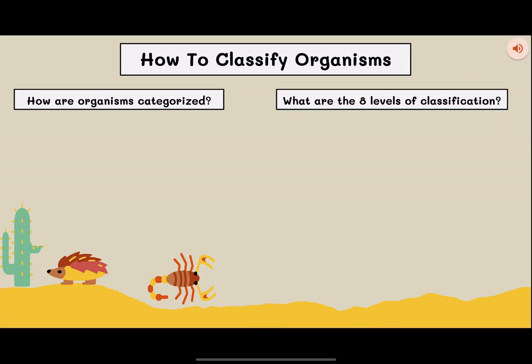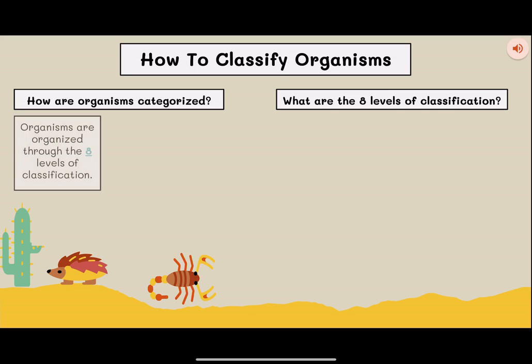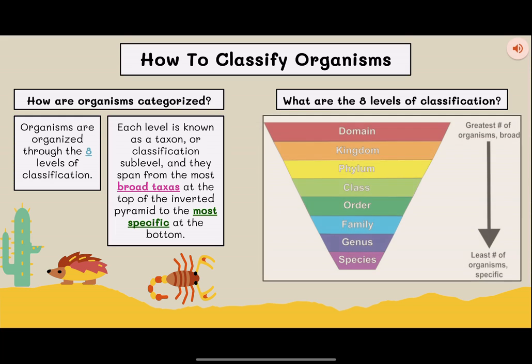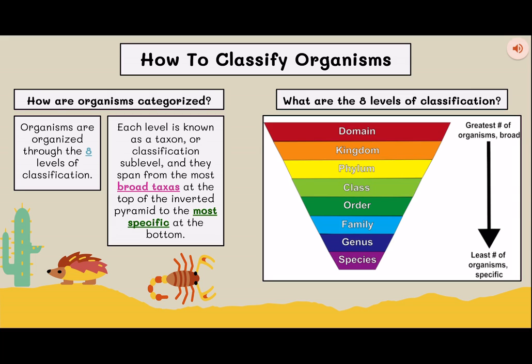How do you classify organisms today? Organisms today are organized through the 8 levels of classification. Each level is known as a taxon, or classification sublevel, and they span from the most broad taxa at the top of the inverted pyramid to the most specific at the bottom. You can see this on the right. These are the 8 levels of classification: domain, kingdom, phylum, class, order, family, genus, and species. All 8 of these categories span from the greatest number of organisms to the least number of organisms, as you can see on the diagram.